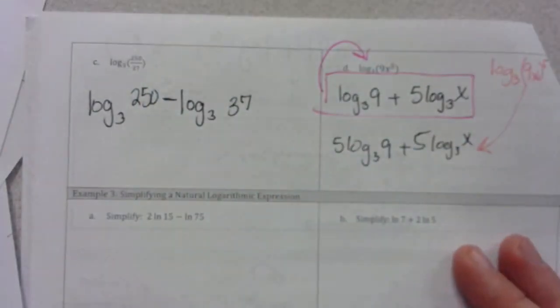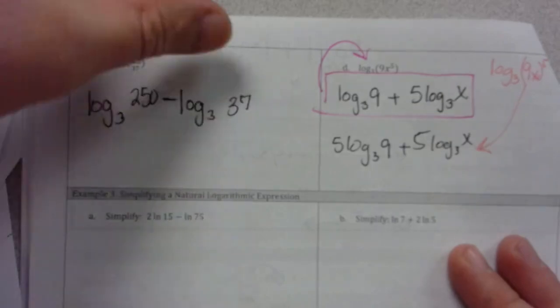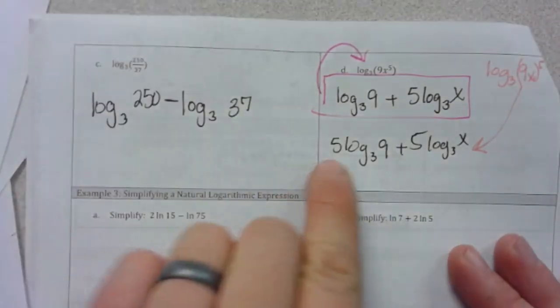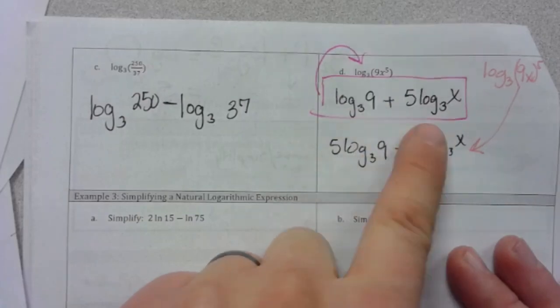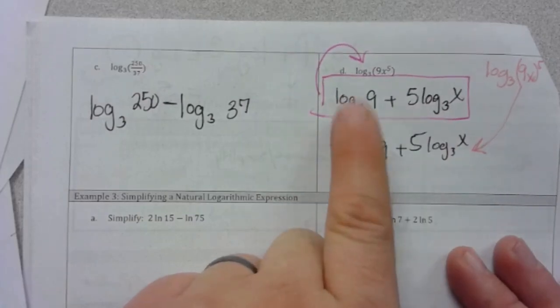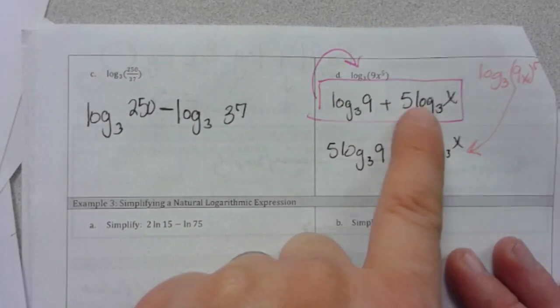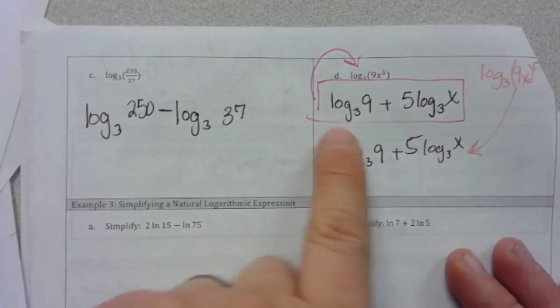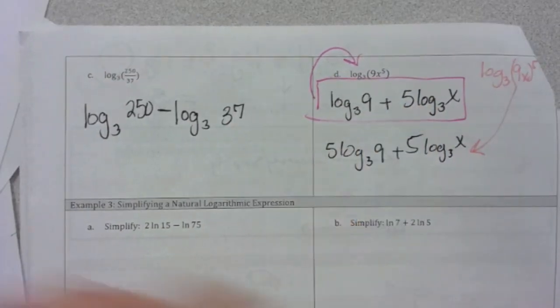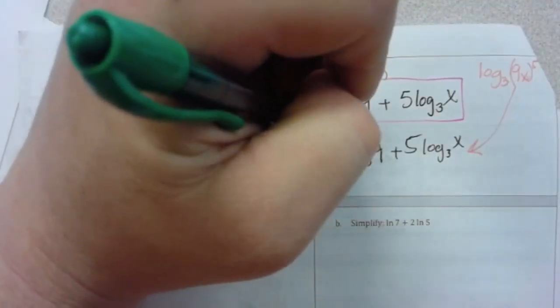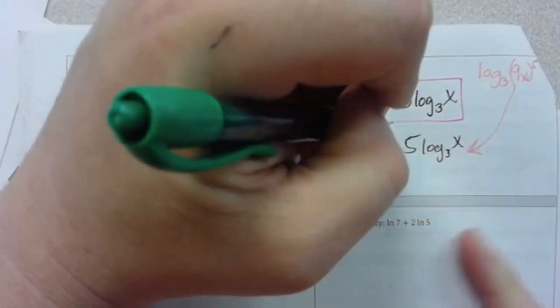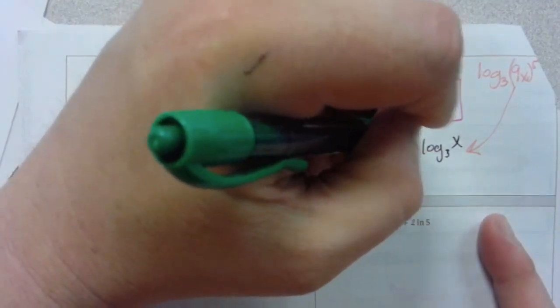Now I will say this. Which one of these in this purple box could I simplify? Do I know what log base 3 of 9 is, or 5 times log base 3 of x? Allie? Log base 3 of 9 is 2. A deuce. 2 plus 5 times log base 3 of x. And ladies and gentlemen, I think this is about it for the green pen.